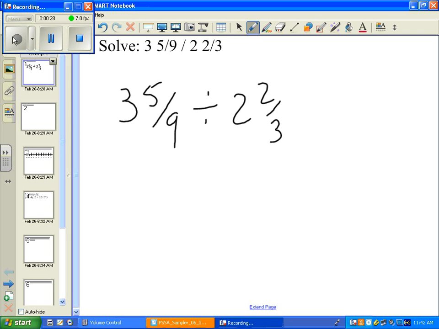Well, as mixed numbers, it's going to be hard to divide, so what we'll do is we'll make them improper fractions. We'll multiply 9 times 3 is 27 plus 5 is 32, for the denominator of 9. And we'll divide this by 3 times 2 is 6, plus 2 is 8. We'll divide this by 8/3.